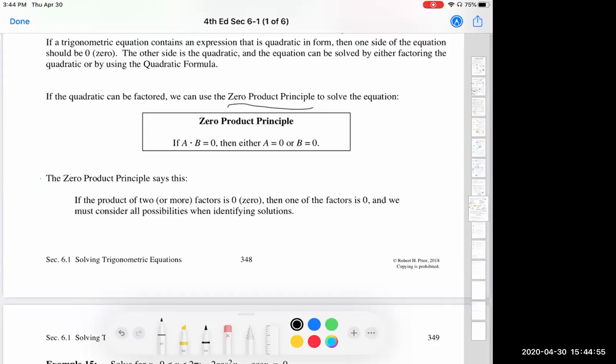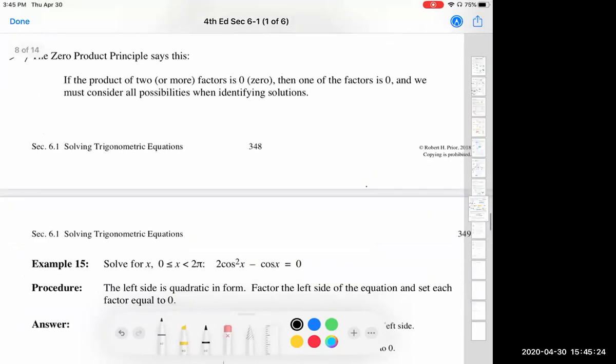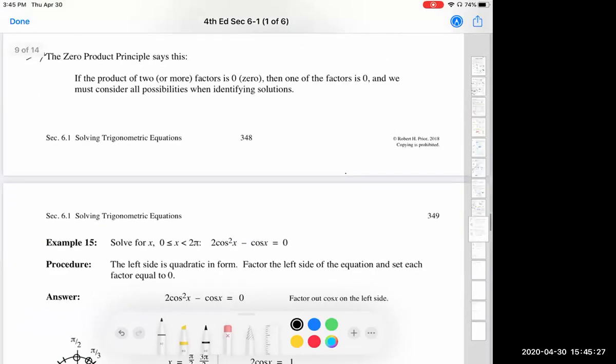If the quadratic can be factored, we can use the zero product principle, and that's so helpful in math. So this is saying if I have 2 things that are being multiplied and they're equal to 0, then I can set my first factor equal to 0 or my last factor equal to 0. If one of them is 0, it makes our whole answer 0. The zero product principle says this: if the product of 2 or more factors is 0, then one of the factors is 0. And we must consider all possibilities to identify the solution.